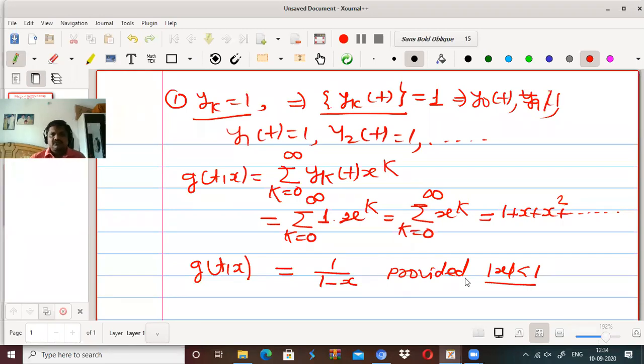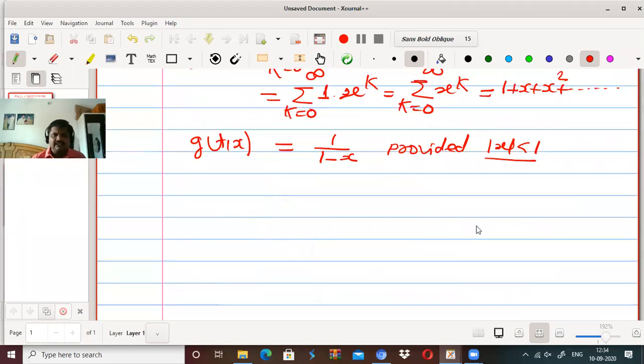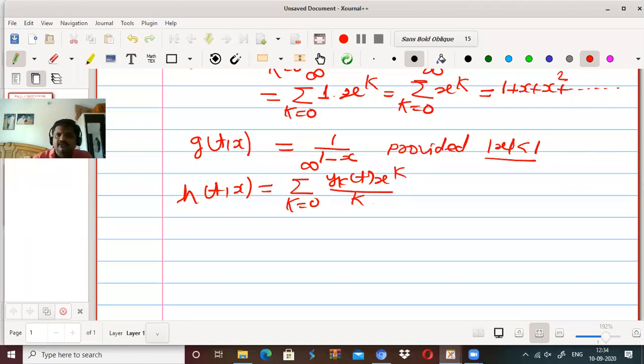If I take another example, before that, I will find H(t, x), that is the exponential generating function of the same. What is the exponential generating function? Summation k from 0 to infinity y_k^t into x to the power k upon k factorial. So what you will get is summation k from 0 to infinity, y_k^t is what? 1. So x to the power k upon k factorial.